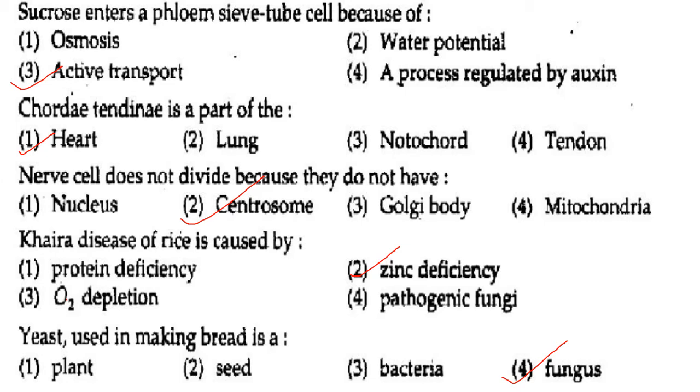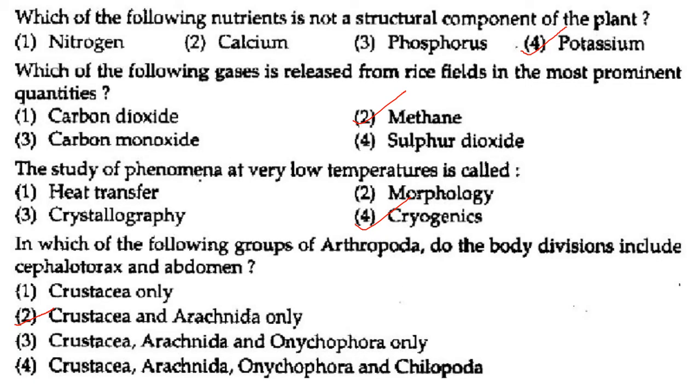Yeast used in making bread is a: option 1, plant. 2, seed. 3, bacteria. 4, fungus. Answer is option 4, fungus.